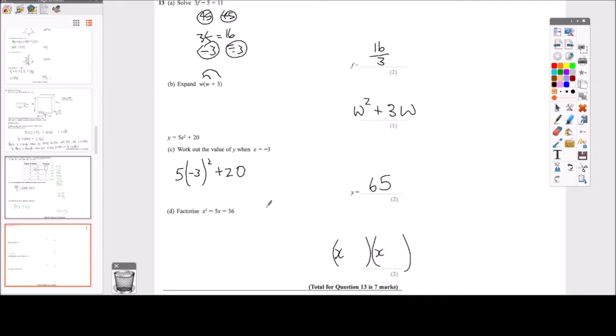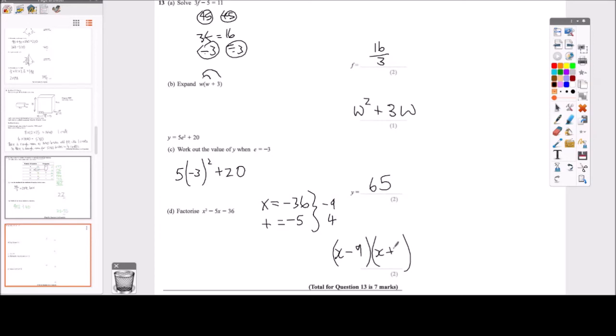Now they're going to multiply to be the number on the end, the -36, but at the same time they will add to be the coefficient of x, the -5. So which two numbers both multiply to be -36 but add to be -5? And that is -9 and 4. Because -9 times 4 is -36, and also -9 add 4 is -5.